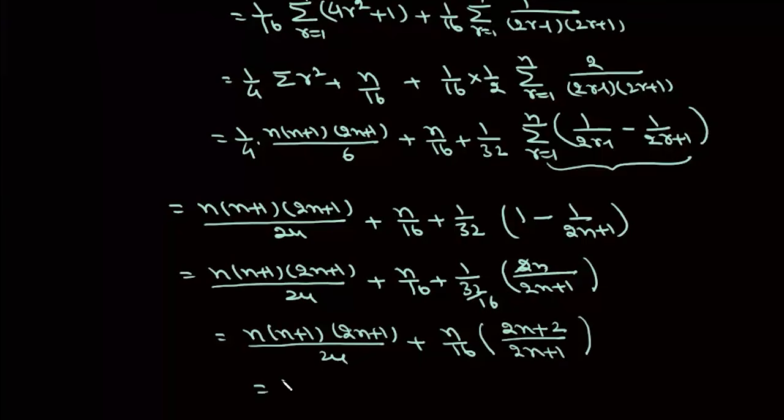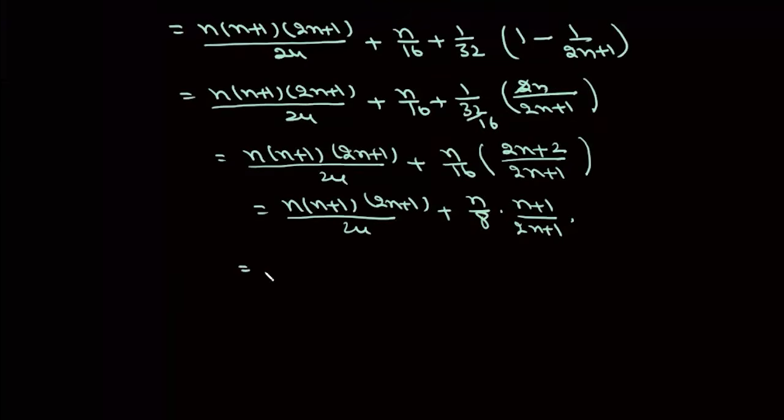So we can write this as (n+1)/24 plus n/8 into (n+1)/(2n+1). Now here we can take (n+1)/8 common. So if we take (n+1)/8 common, we can write (2n+1)/3 plus 1/(2n+1).